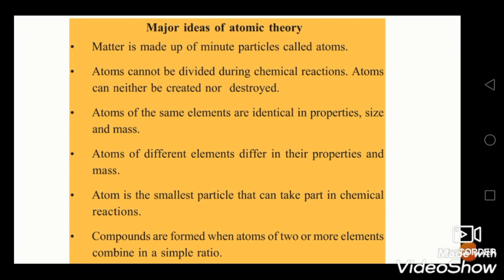I repeat. The first one, matter is made up of minute particles called atoms. Second point is atom cannot be divided during chemical reactions. Atoms can neither be created nor be destroyed. Third point is atoms of the same elements are identical in properties, size and mass. The fourth point is atoms of different elements differ in their properties and mass. Fifth point is atom is the smallest particle that can take part in a chemical reaction. And the last point, compounds are formed when atoms of two or more elements combine in a simple ratio.